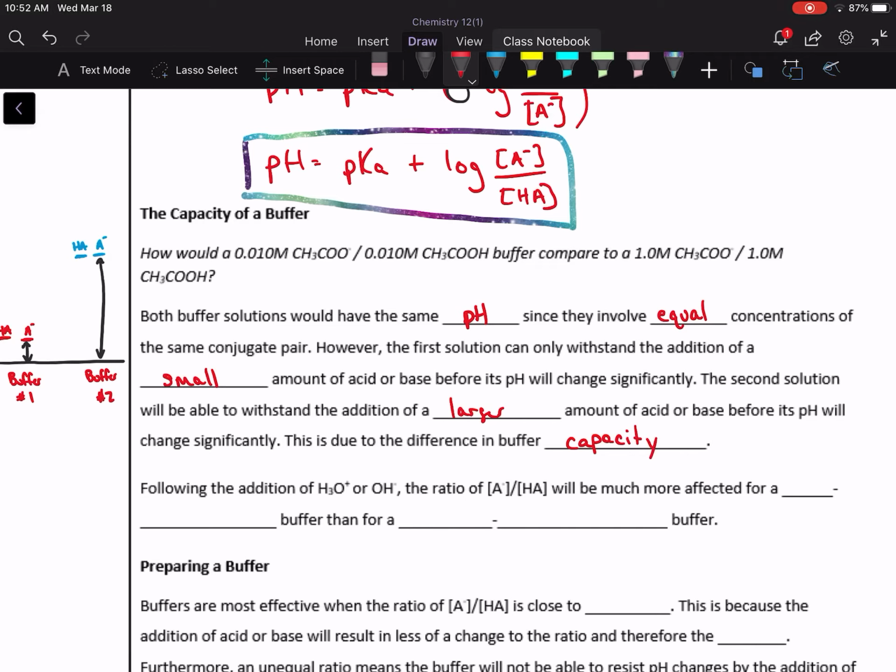So the first buffer we would say has a low capacity and the second buffer has a high capacity. Following the addition of hydronium or hydroxide ions, the ratio of conjugate base to acid would be much more affected for a low capacity buffer than for a high capacity buffer.